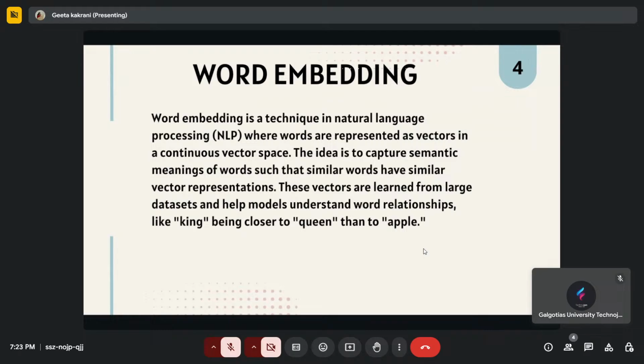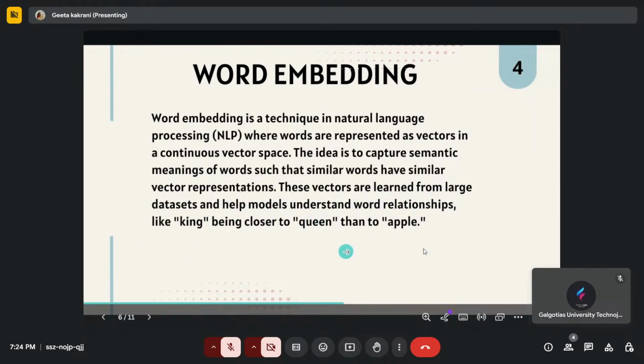And after that, whenever we get a new word, it will try to check it, because whenever we train the system using this data set, it should be in the form of the word embedding. So all your text is converted into this format, and the system trains, and after that it gets the answer and prediction. These vectors are learned from a large data set and help the model understand word relationships, like king being closer to queen than to apple.